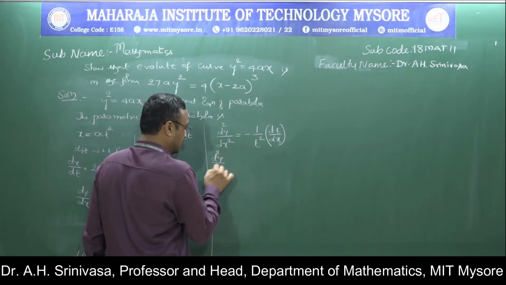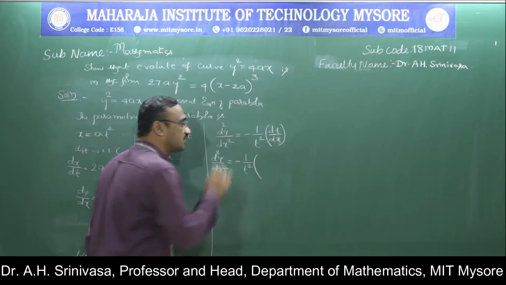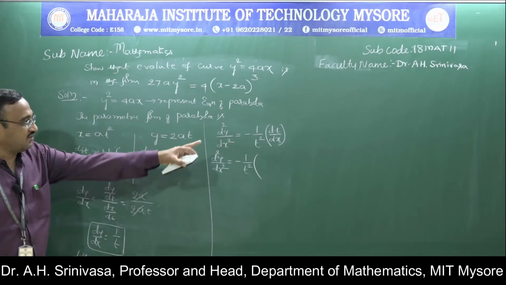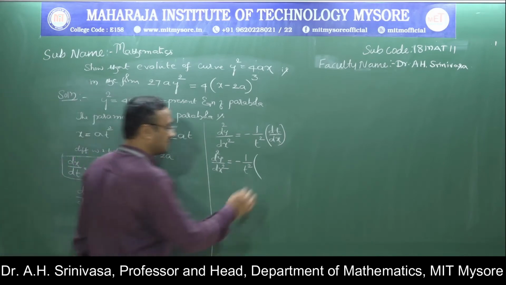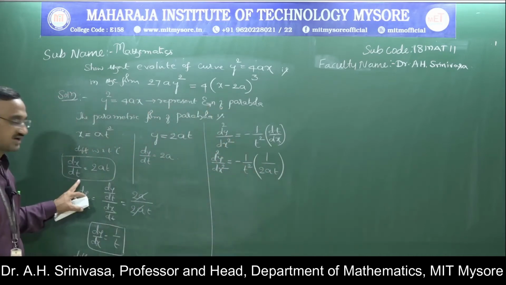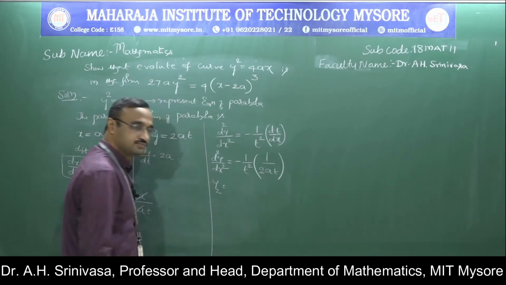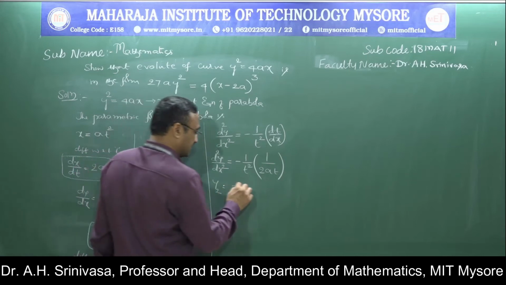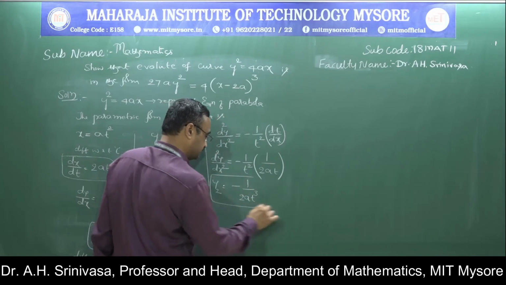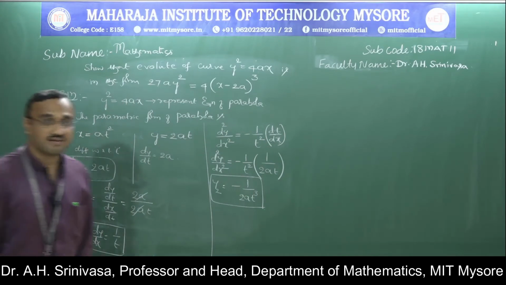Then d square y by dx square should be equal to minus 1 by t square. Now substitute the value of dt by dx. We have dx by dt, but I want dt by dx, which becomes 1 divided by 2 times of t. Substituting using this relation, we can also call it simply y2. The second order derivative is minus 1 by 2a t power 3. Now I have both first and second order derivatives.